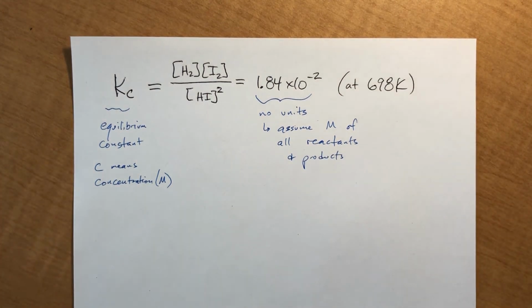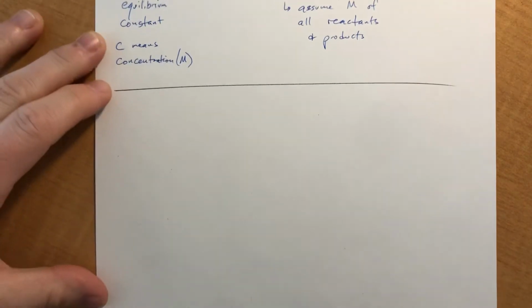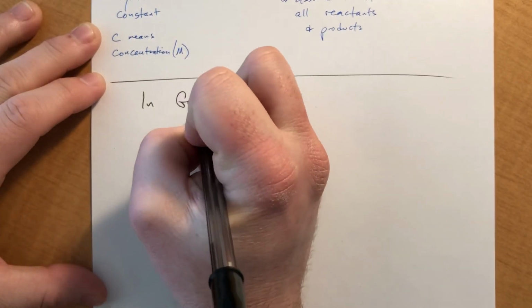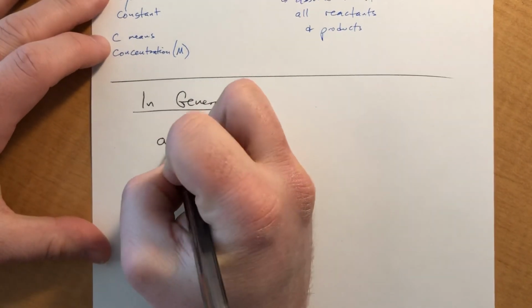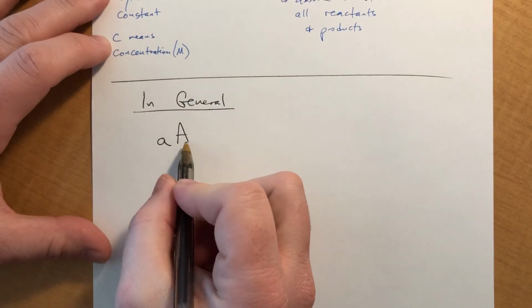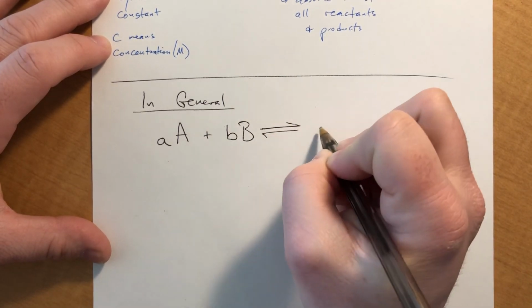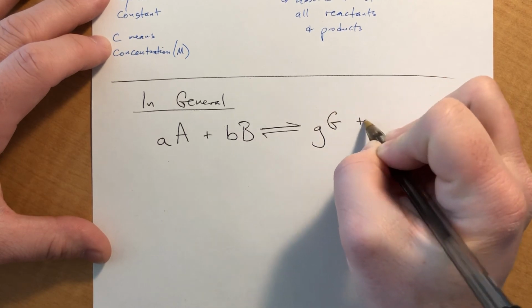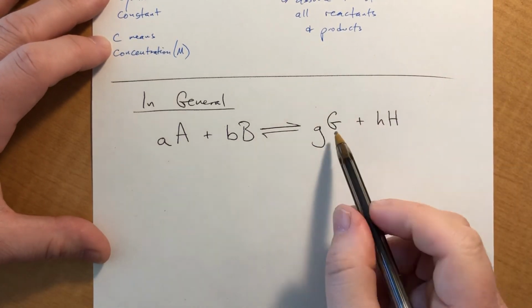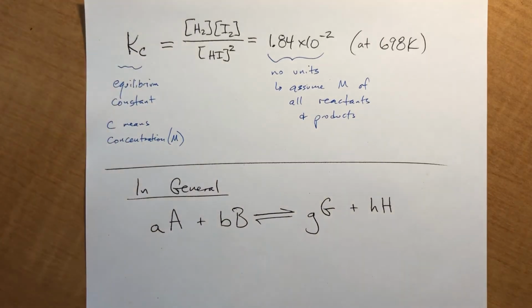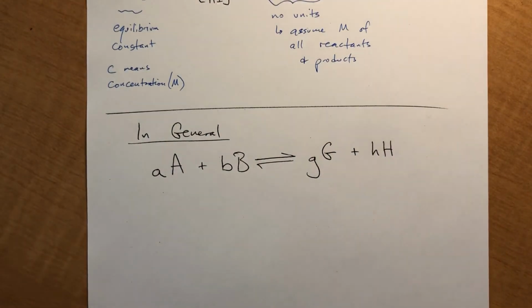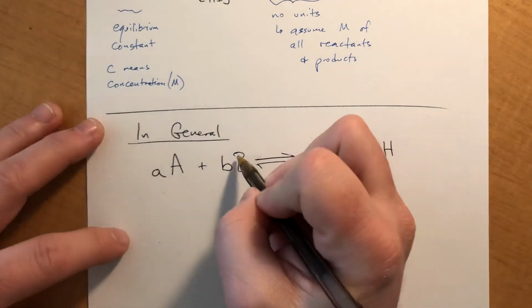Okay, so this was a particular example. Let's generalize this and see how this works. This will be the end of the video. So in general, if you had some random reaction where you had a moles of A, so this is the coefficient in the front and A is the compound, plus b moles of B at equilibrium with g moles of G and h moles of H. I would use C and D, but C is in this, and that might be complicated. C is also an atom.